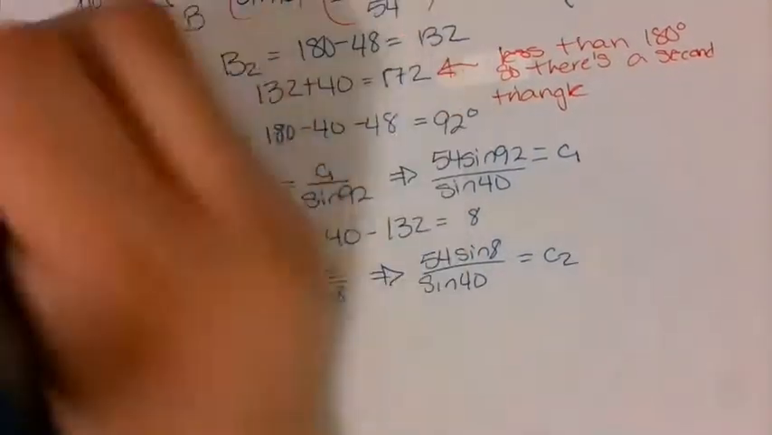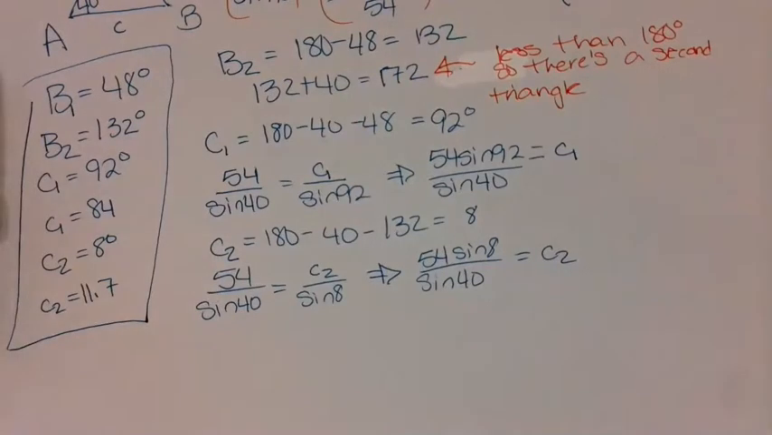These are my 6 answers. So when I'm solving for 2 triangles, I have 6 answers. Each of my triangles I'm solving for multiplies by 3.